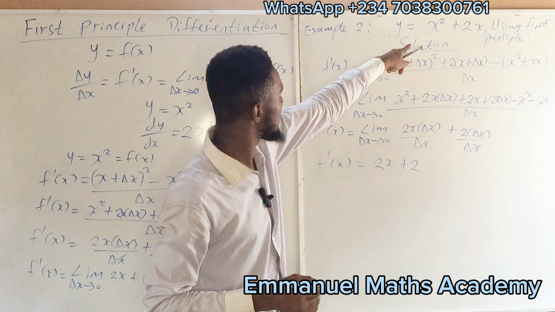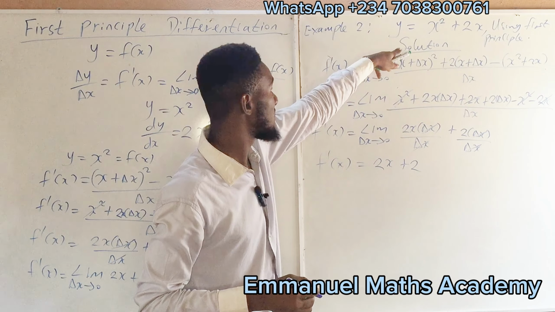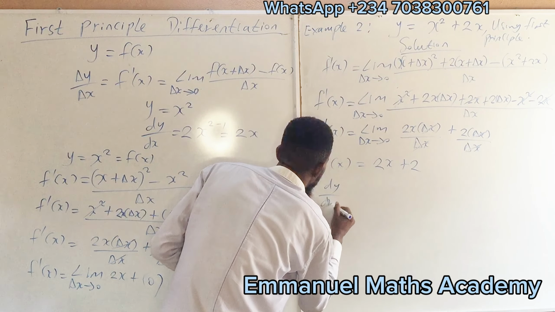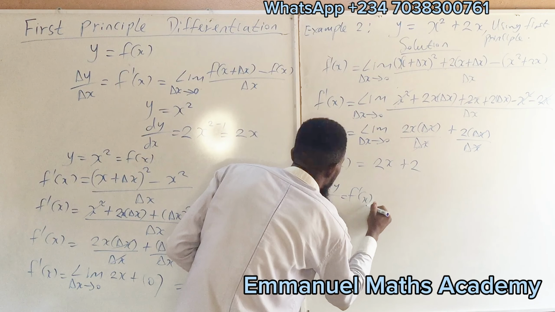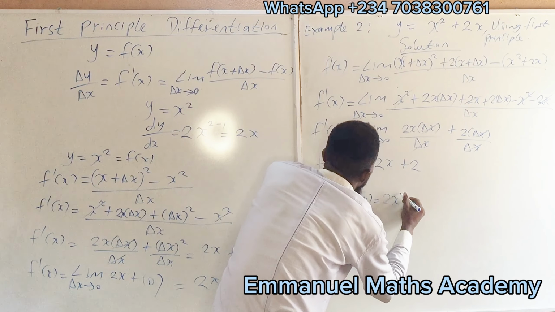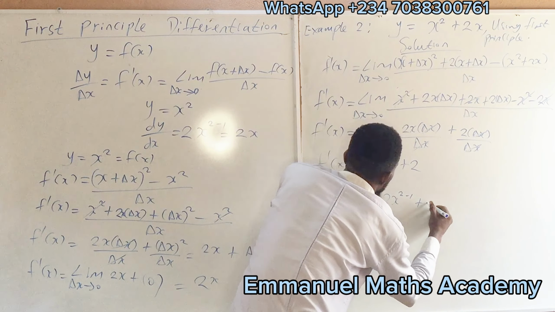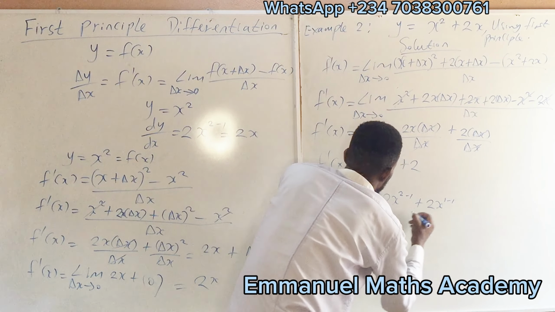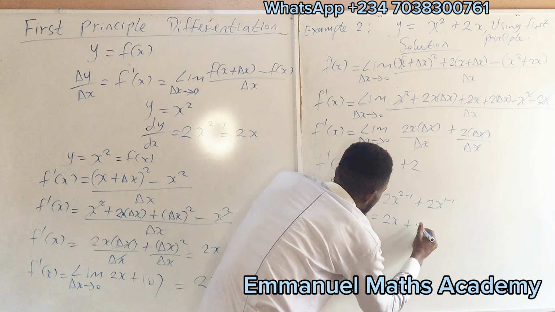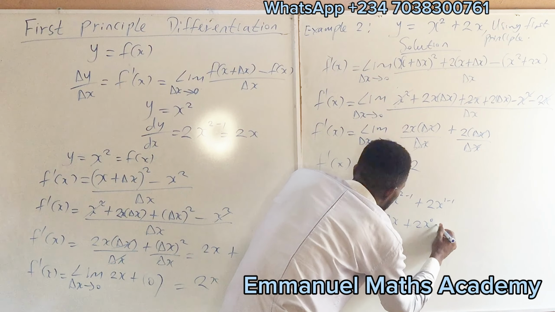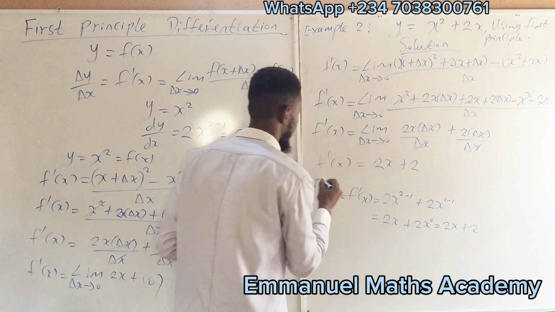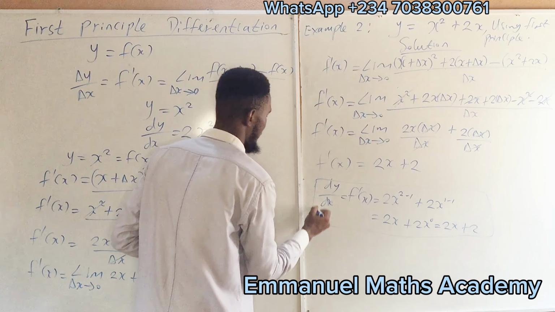You can see that if you use the general method of differentiation, which is the power rule, you have that dy/dx, which is f prime of x, is equal to 2x power 2 minus 1 plus 1 times x power 1 minus 1, right? This is equal to 2x plus 2x to the power 0, which is equal to 2x plus 2. As simple as that. This is using the general method.